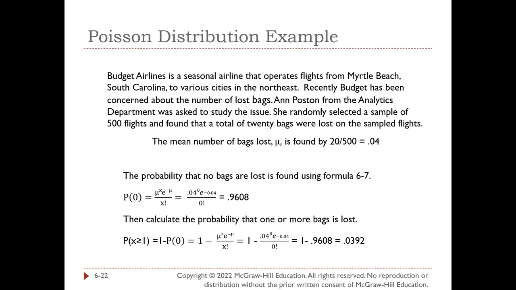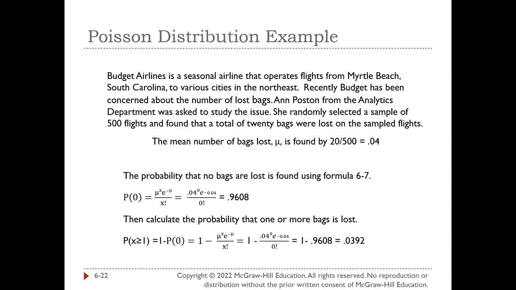The probability that no bags are lost is found by taking 0.04 to the 0, since we're looking for 0 bags, times e to the negative 0.04, divided by 0 factorial. It basically comes out to 0.9608.